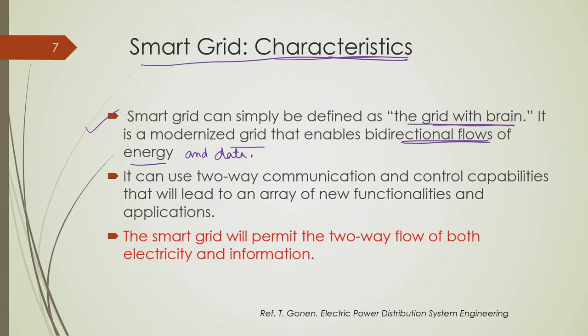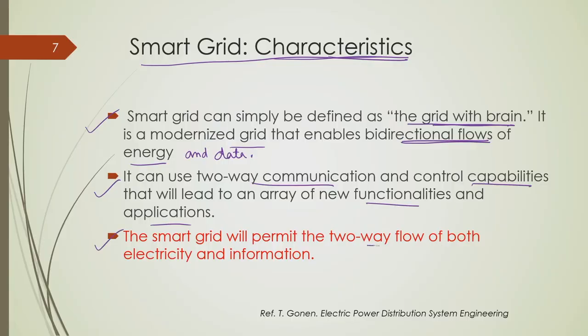A smart grid is a power grid where you have bidirectional flow of power or energy and data. It uses two-way communication and control abilities that lead to new functionalities and applications. So, communication and control ability are an inherent part of a smart grid initiative. A smart grid will permit two-way flow of both electricity and information, which is the main message that one should understand. A typical smart grid enables the bidirectional flow of power and data or information.